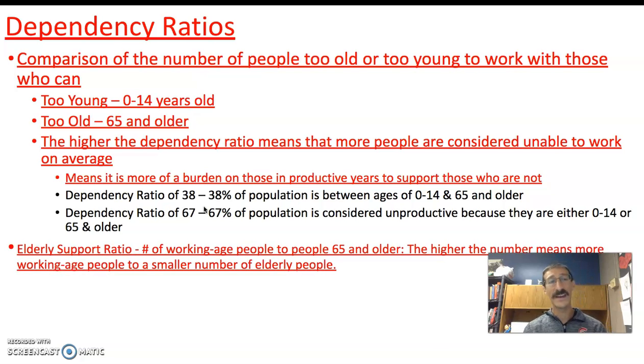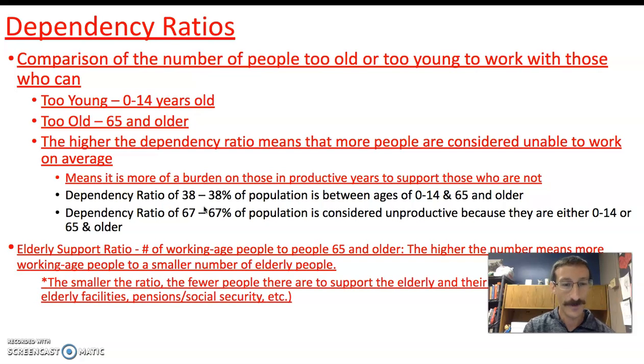All right, another breakdown within that dependency ratio, to be more specific, is the elderly support ratio. And that is just looking at the number of people considered 65 or older. So you take out the too young, and it's just looking at how many people are 65 and older. And that means that the more working age people within an elderly support ratio, the higher that number, the smaller the number of elderly people. So in this case, you want a higher elderly support ratio, all right?